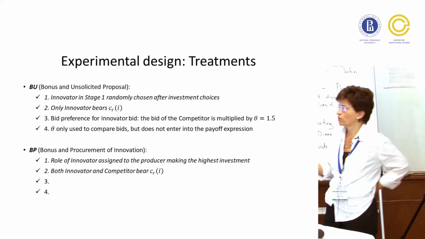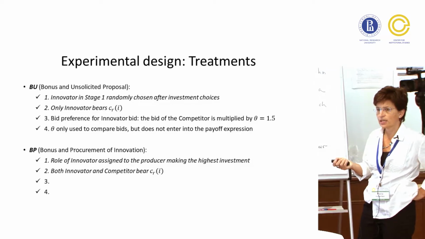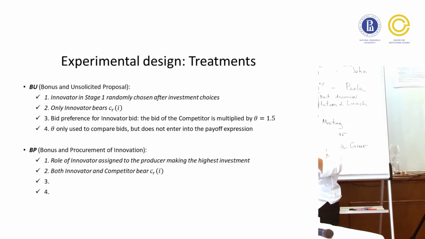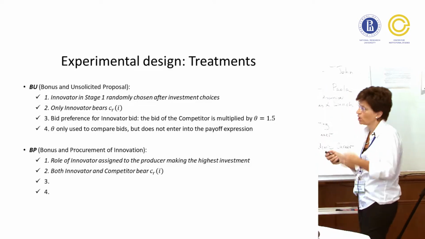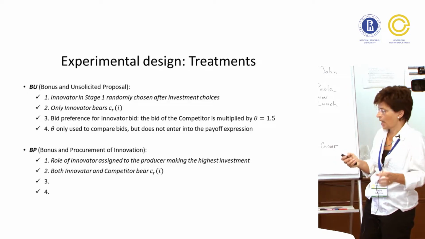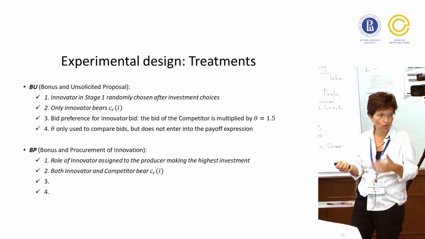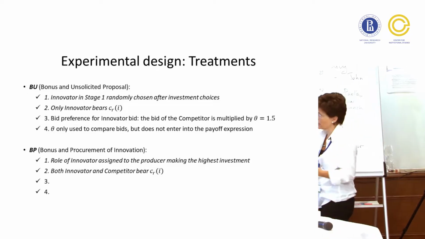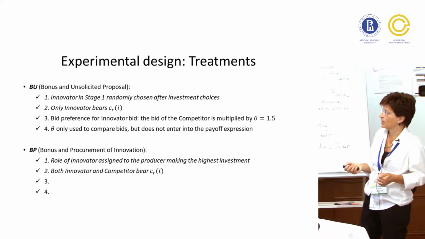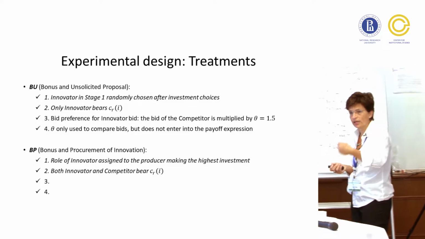So in the unsolicited proposal, once the two in the couple have made the choice about the investment in innovation in stage 1, one is chosen as innovator in a random way, okay? And only, this is important, only the innovator will bear the cost of the innovation, okay? Then, being in the bonus treatment, during the auction, the innovator will have a bid preference.